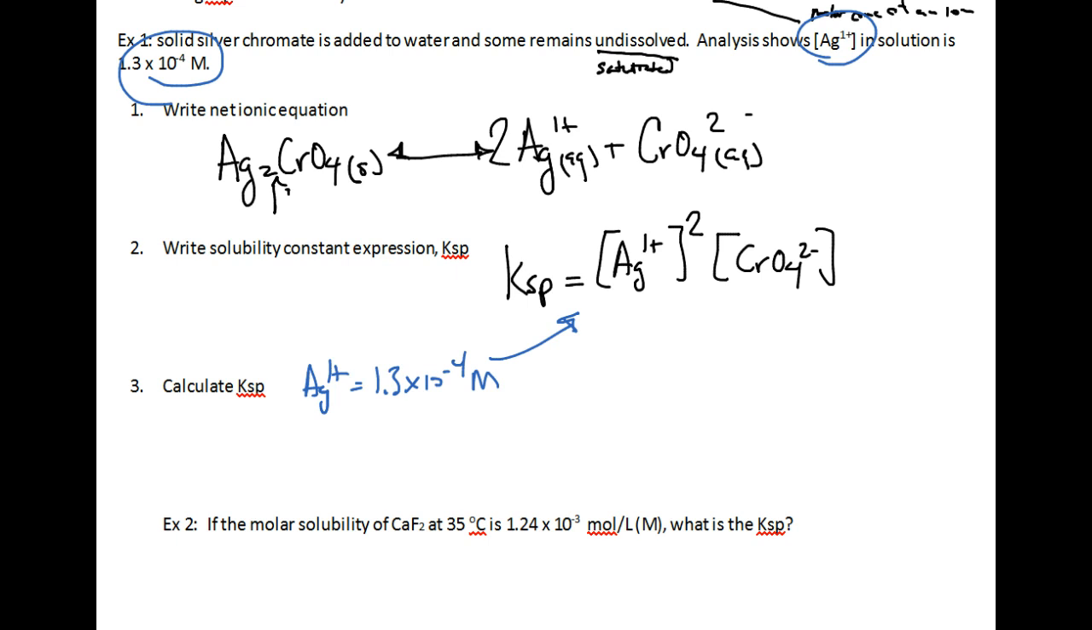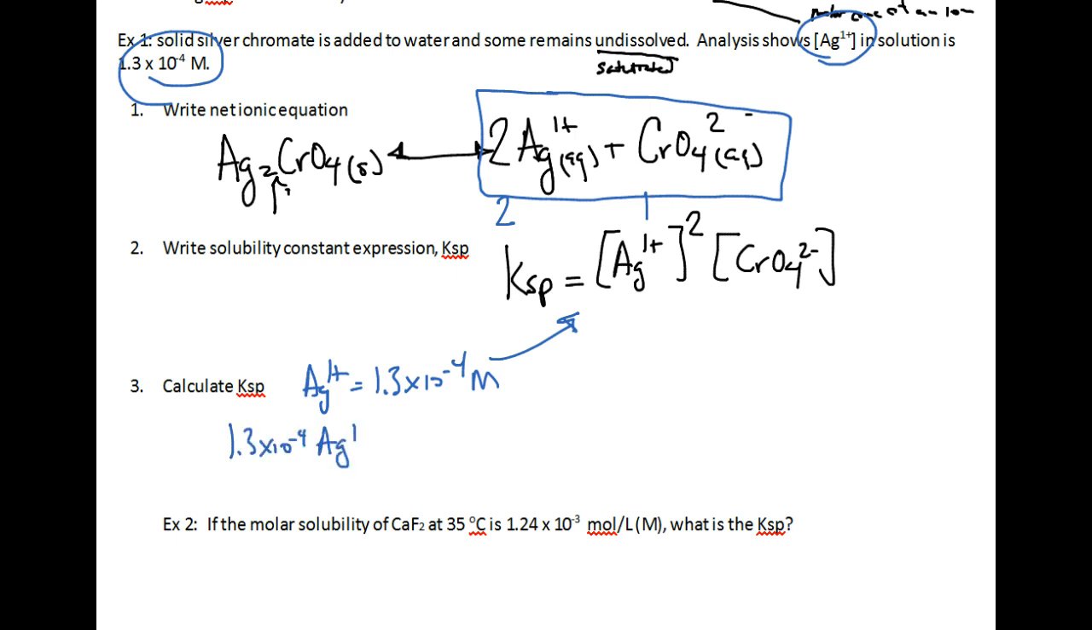But the chromate is different, because if we look at the balanced equation up here, we see that we have 2 silvers per 1 chromate. It's a 2-to-1 ratio, so we have to use a little stoichiometry. We're going to do 1.3 times 10 to the negative fourth for silver, and with 2 moles of silver to 1 mole of chromate, the value is going to be half of 1.3 times 10 to the negative fourth, which comes out to 6.5 times 10 to the negative fifth molar.